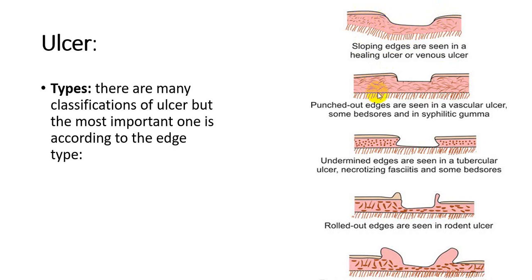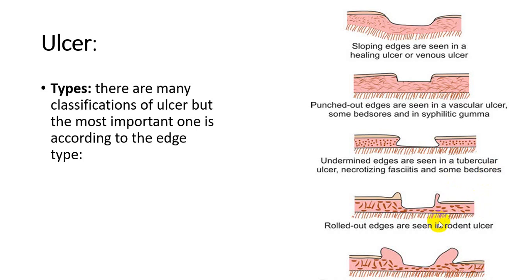Another type is the punched out ulcer. Examples are a trophic ulcer like an ischemic ulcer, a neuropathic ulcer, and a tertiary syphilitic gumma. Another type is the undermined edge or undermined ulcer, like what is seen in tuberculous ulcer, necrotizing fasciitis, and some bed sores.